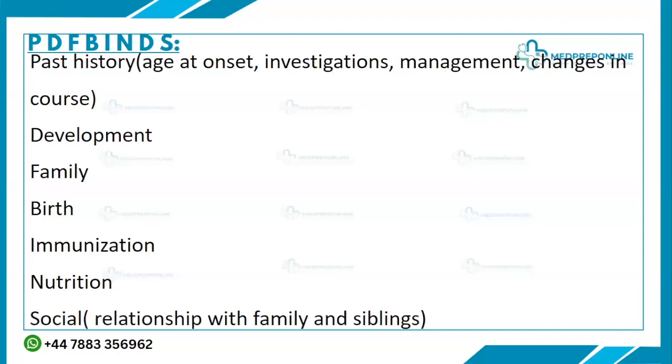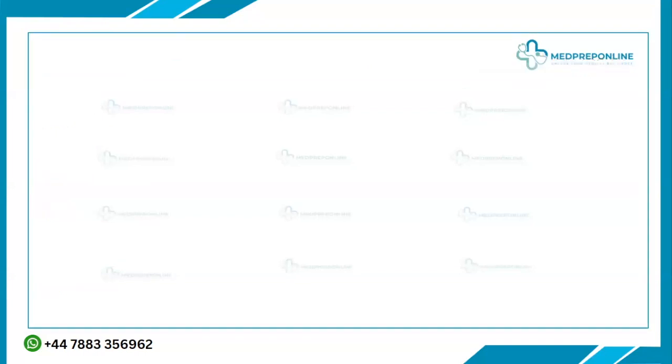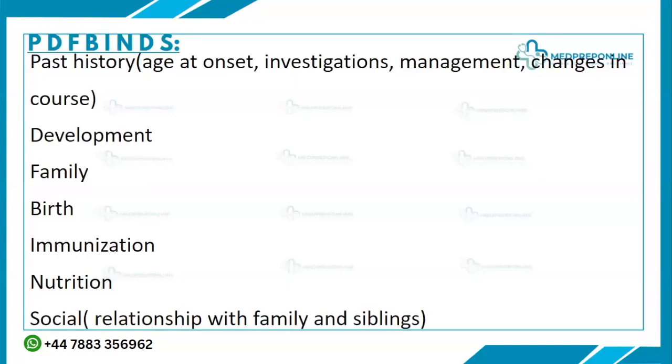Then the social history is important. If you think it is important, you can go into detail, or just ask how is her relationship with her siblings and with her parents. Okay, so these were the aspects of the past history.